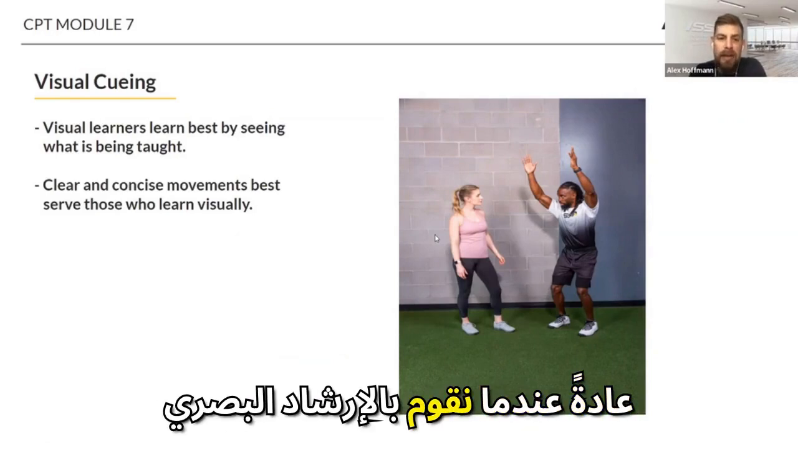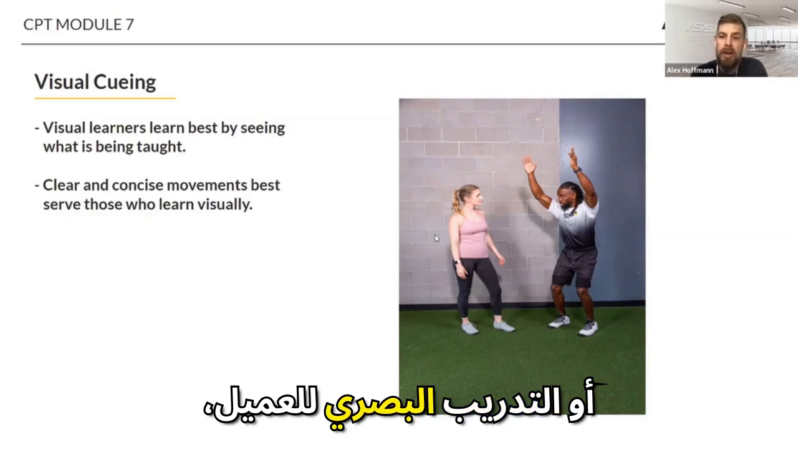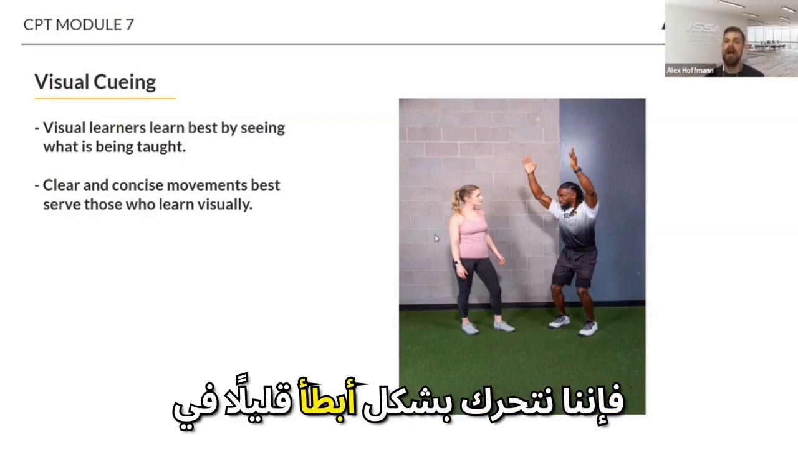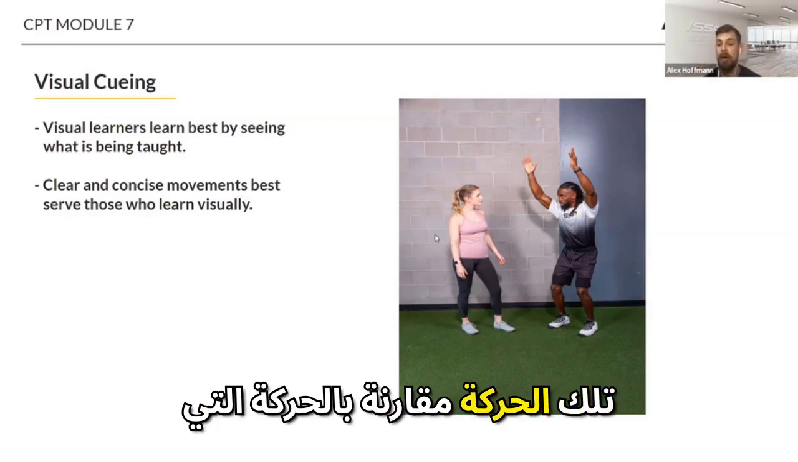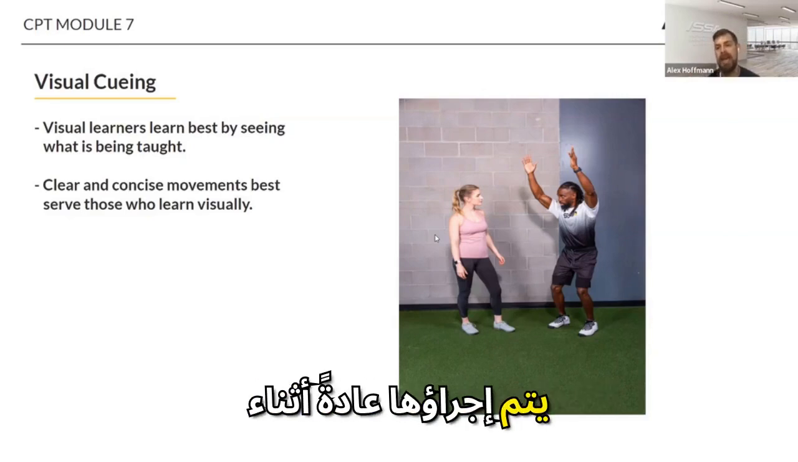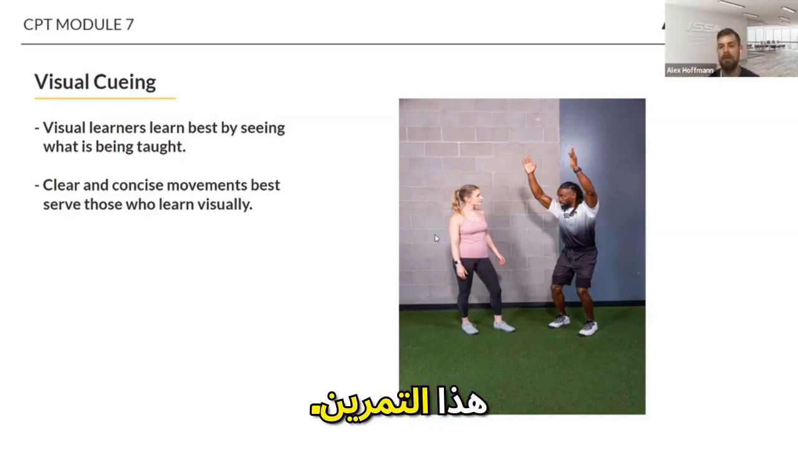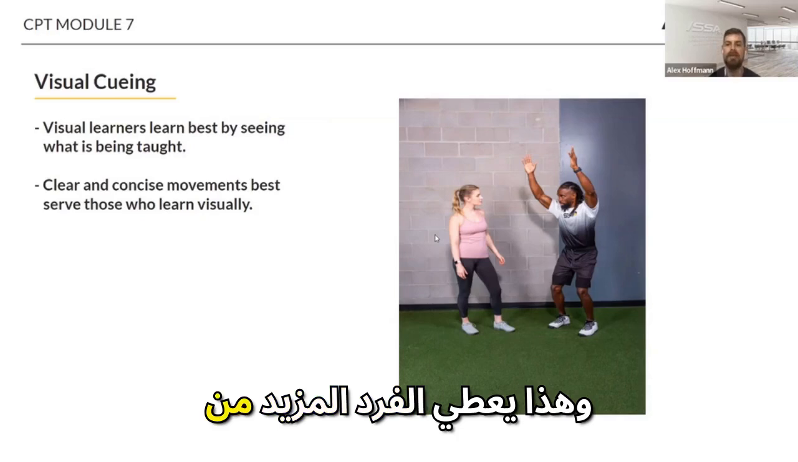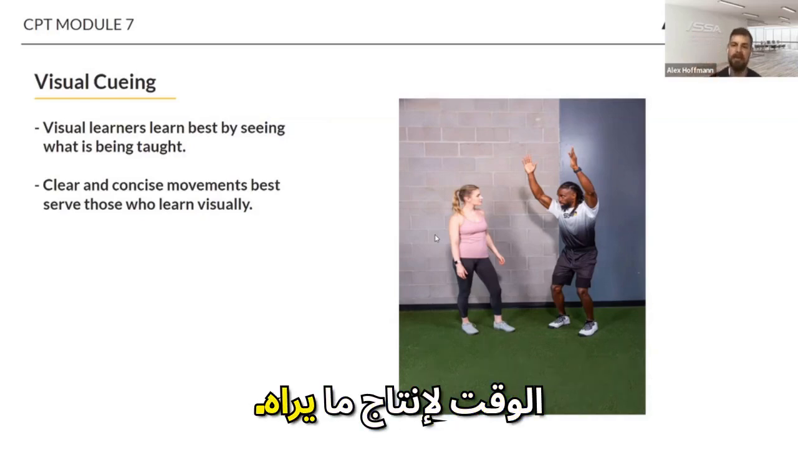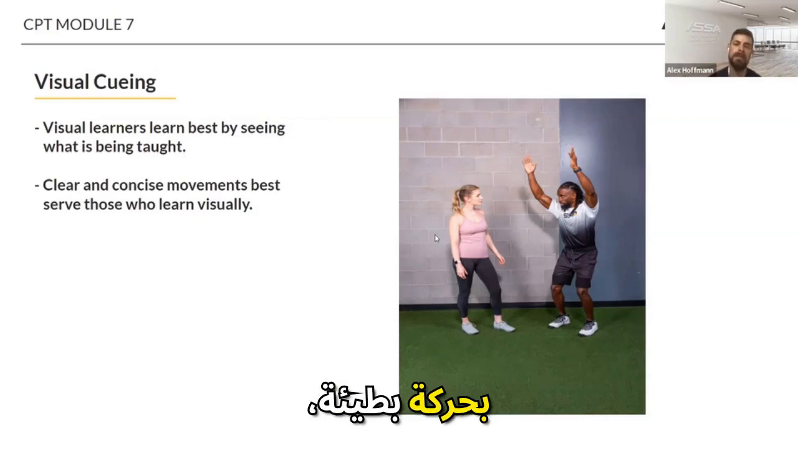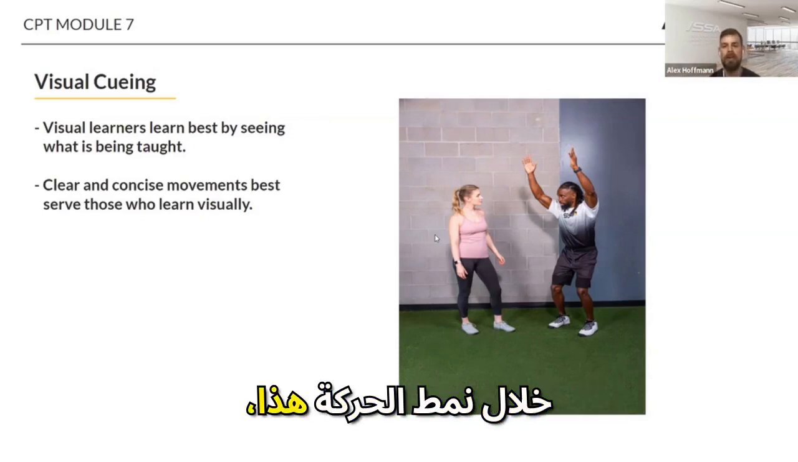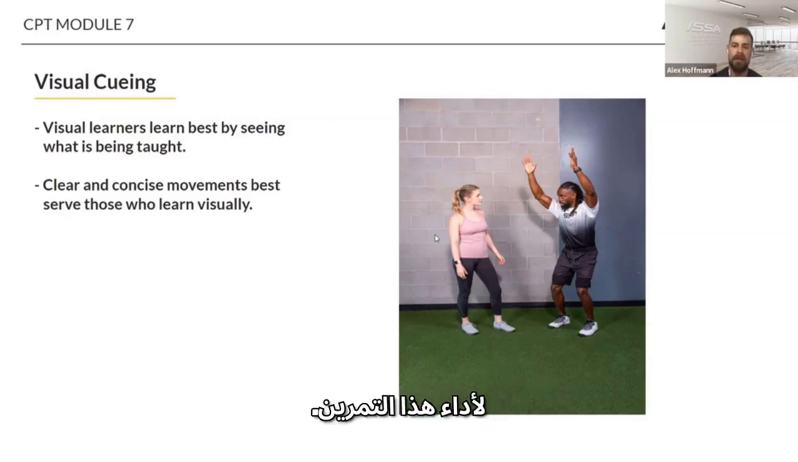Typically, when we do visual cueing or visual coaching for a client, we're going to move slightly slower in that movement than the movement would typically be performed during that exercise. And that gives the individual a little bit more time to process what they're seeing. We don't want to move in slow motion, but we're going to move a little bit slower during that movement pattern than typically how that exercise would be performed.